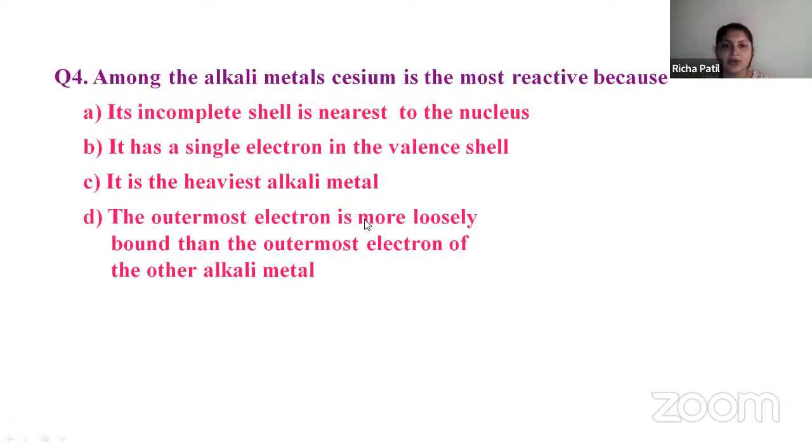As you know, as you go down the group, what will happen? The number of shells will increase. So the nucleus will not have as much attraction towards the outermost electron. As a result, the outermost electron is very loosely held, so cesium is highly reactive in nature. This is the reason.